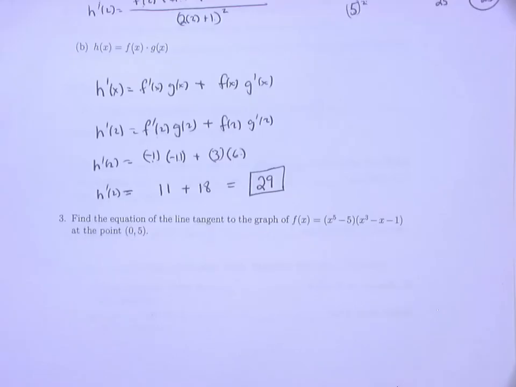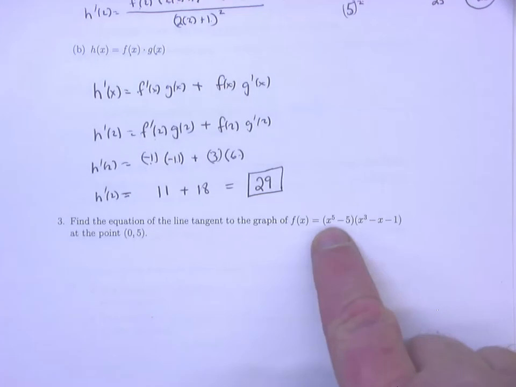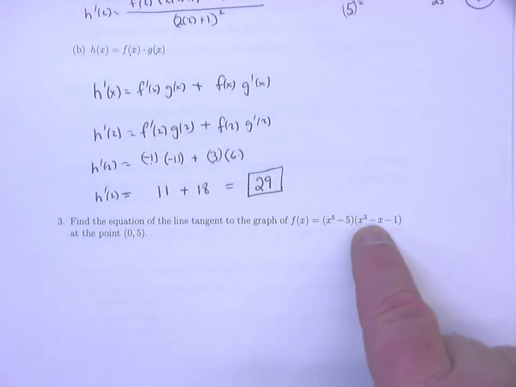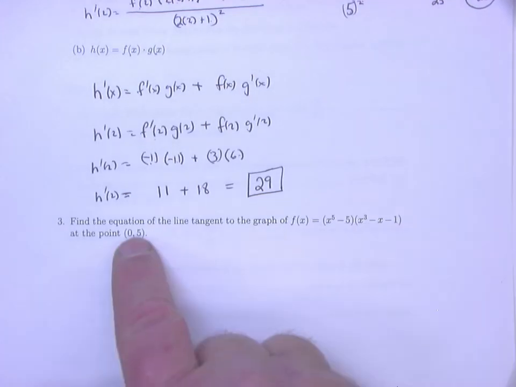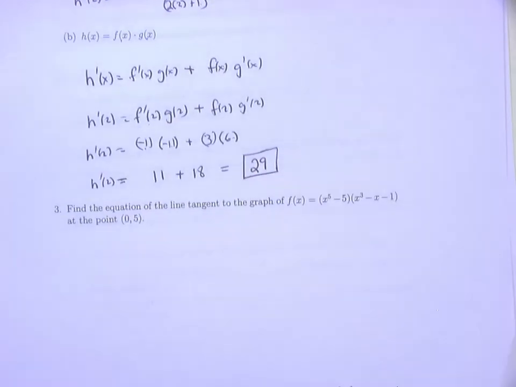But look at the next one. We'll do this one next time, but I just want to take 30 seconds to look at it. Find the equation of the tangent line of the function, and look at it. It's x to the fifth minus 5 times x cubed minus x minus 1 at the point (0, 5). Same problem that was on your test, except the function is now bigger.